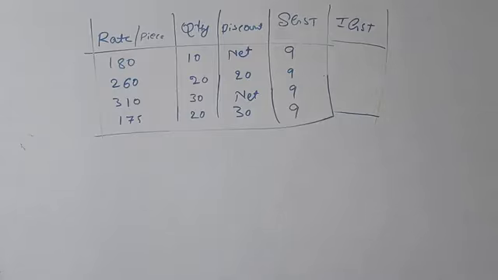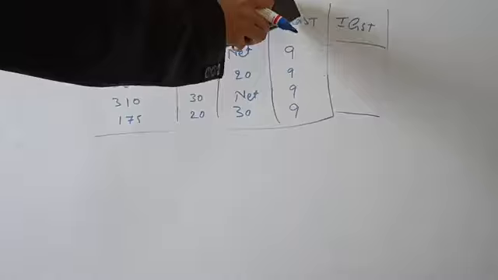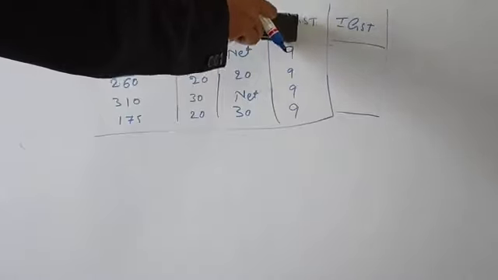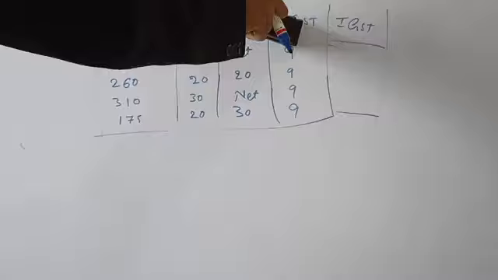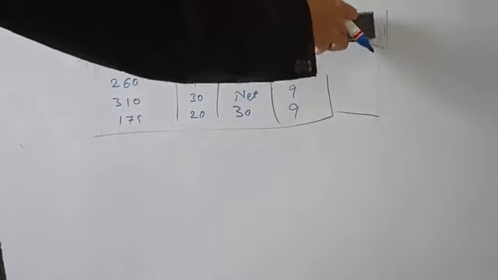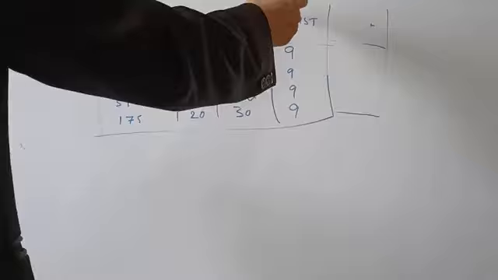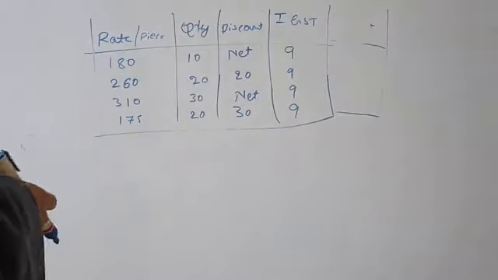Here the rate, quantity, discount and SGST are given. For SGST we have to make it IGST, because this is an interstate transaction. So now this becomes IGST.